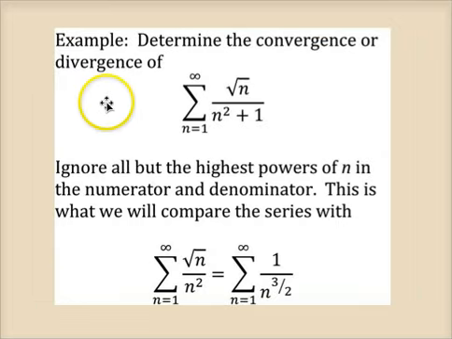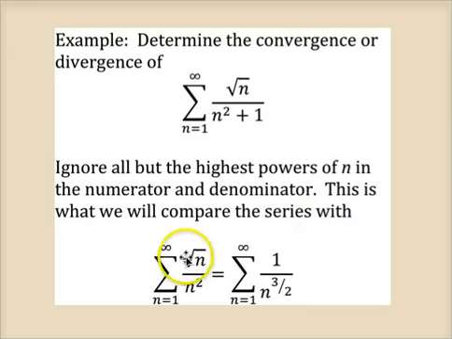Here's an example, hopefully that will help clear up that theorem. We want to determine the convergence or divergence of this series right here. So we need to find ourselves another series, and we're going to call that one b sub n. To do that, we are going to ignore all but the highest powers of n in the numerator and denominator. This is what we will use to compare our series with.